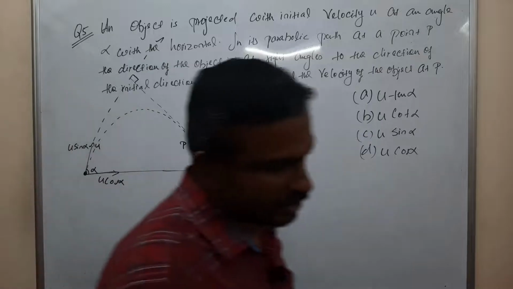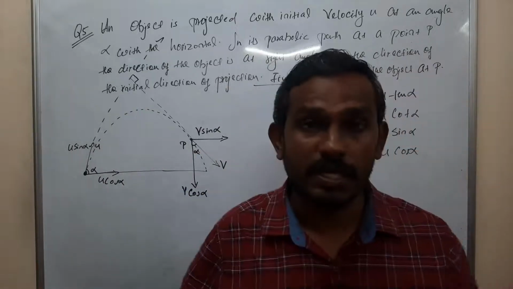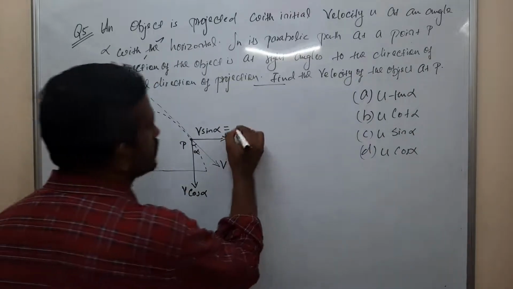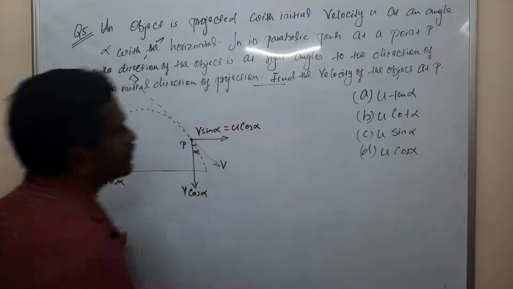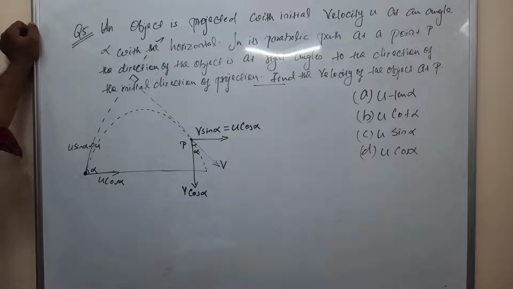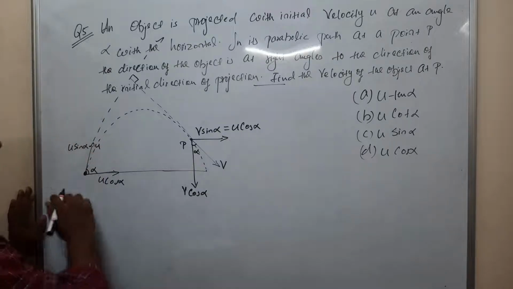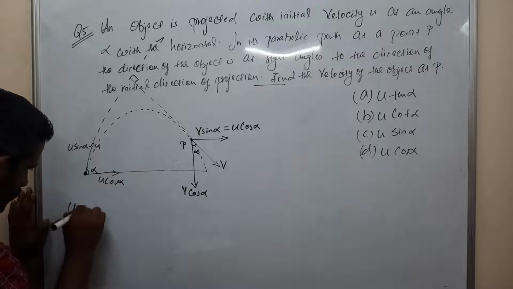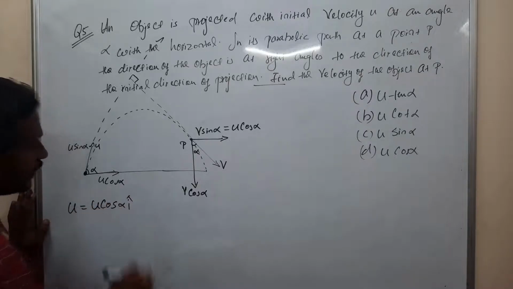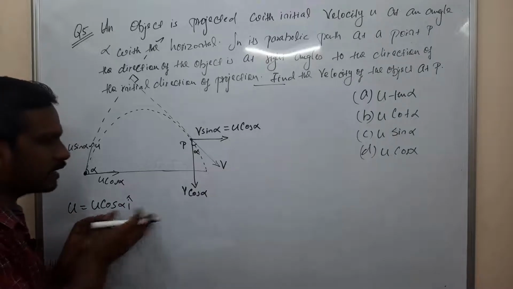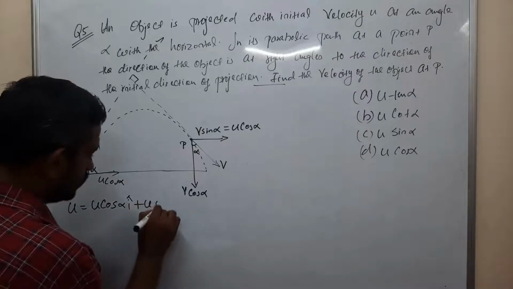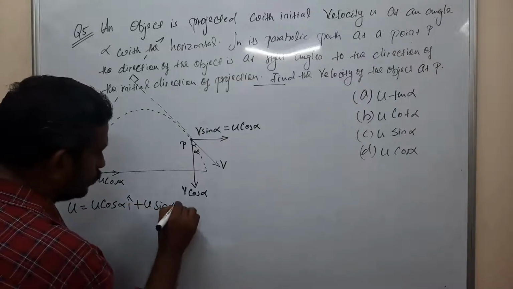But in projectile motion, throughout the motion, the horizontal component of velocity is constant. So V sin alpha is equal to U cos alpha. So the two vectors we can write. First, the initial velocity u is equal to u cos alpha into i cap, the horizontal component into unit vector, plus u sin alpha into j cap.